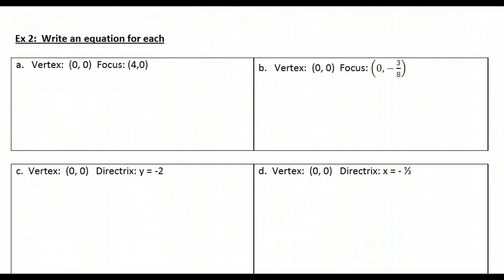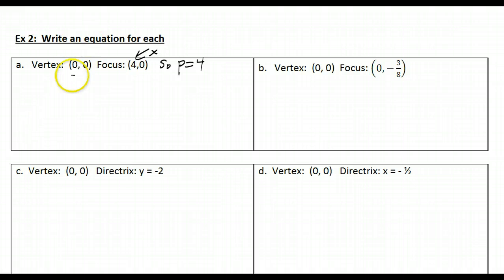And all of these have a vertex of 0, 0, because that's what we're doing today. Tomorrow we'll do the flipped ones, or the moved ones. So here my focus is 4, 0. So I know p equals 4, because my focus is always p, comma 0. Now because that is an x value, and again, I could also just graph it, the focus is going to be over here. I know my graph has to open towards it. So it's a sideways graph, which means it's going to be a y squared graph. Left or right is y squared, up or down is x squared.